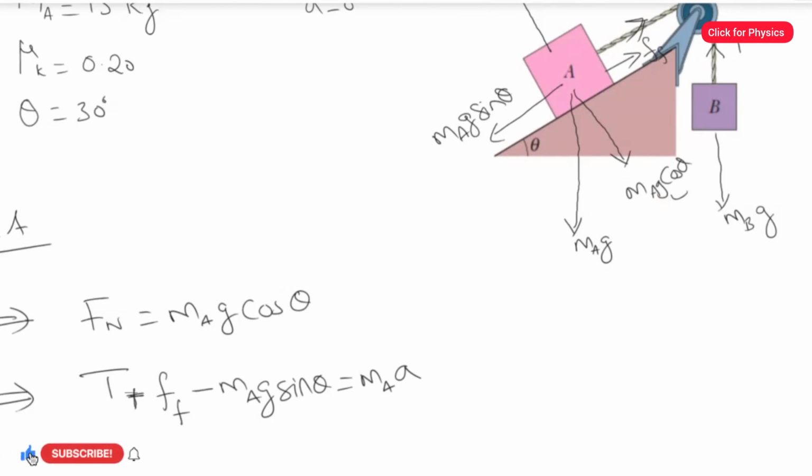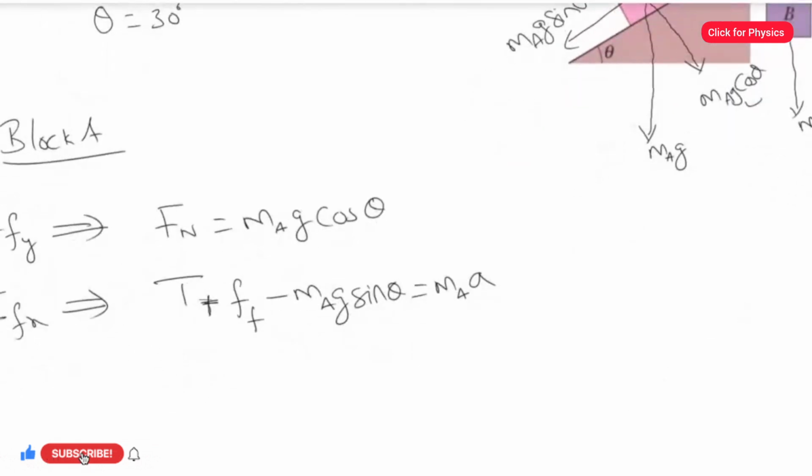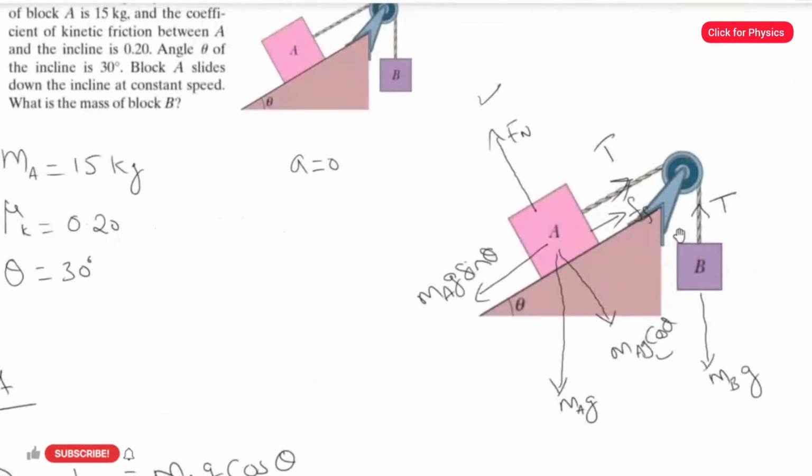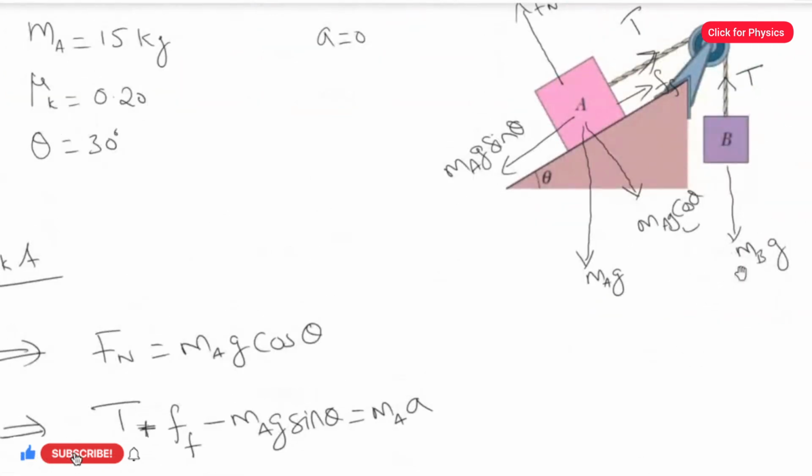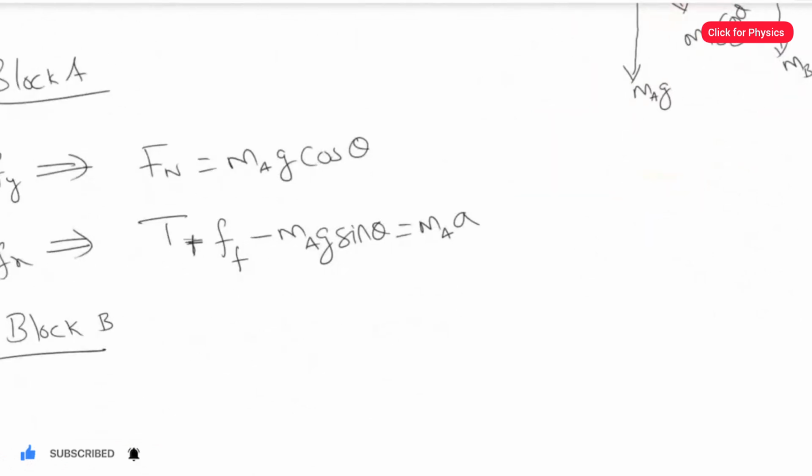Now we have to frame the equation for block B. In block B, there is no equation for the x direction; we only have the vertical forces. For those vertical forces, the force due to gravity acting on block B will be greater than the tension. So we frame the equation and equate it with Newton's second law of motion: MB G minus tension is equal to the mass of block B multiplied by acceleration.